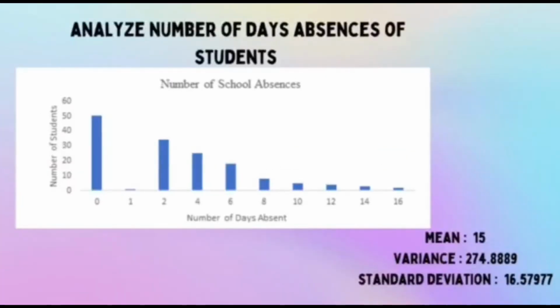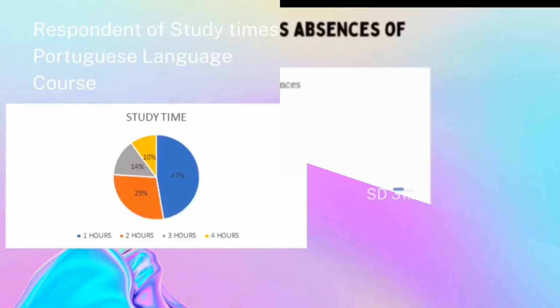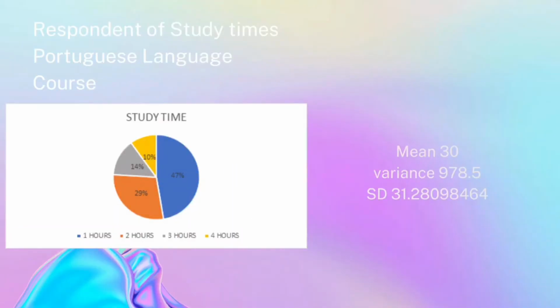The bar chart shows the number of days absent of students. We can see that 50 students out of 150 students have a good attendance record with 0 days. We can see that only one student was absent for 1 day. Based on the analysis, we can deduce the mean of this data is 15, the variance is 274.889, and the standard deviation is 15.579773.